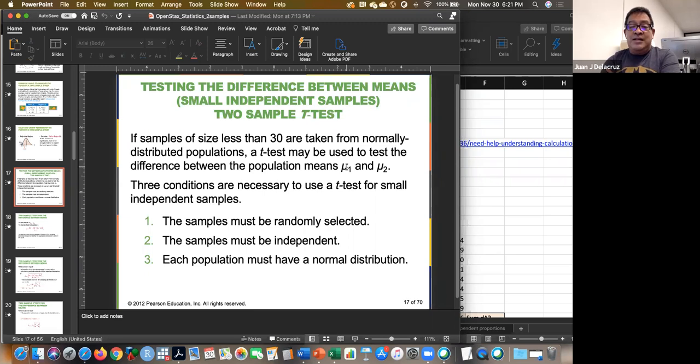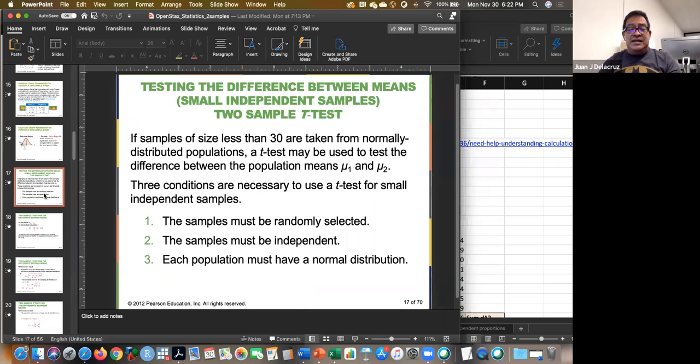So in order to use the t-test, there are three conditions necessary for the use of the t-test for small independent samples. First of all, samples must be randomly selected. We have talked a lot about randomness. Once again, when we have random samples, that yields results that are unbiased. If we have a non-random sample, very likely we are going to have some degree of bias. The samples have to be independent, and each population must have a normal distribution. Those are the assumptions that we need to consider.